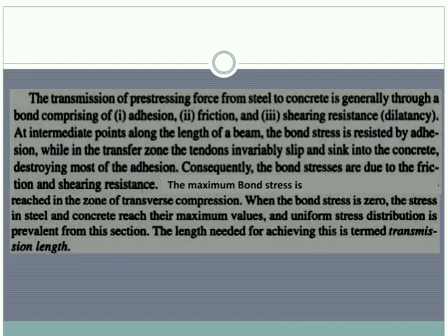In this, a few losses take place, as we have studied in the previous chapter: anchorage slip, adhesion and all those factors come into the picture, and the required effective pre-stress is transferred from a certain length and continues beyond it. So that particular length which is required to achieve or transfer the required stresses in steel and concrete in case of PSC members is termed the transmission length.